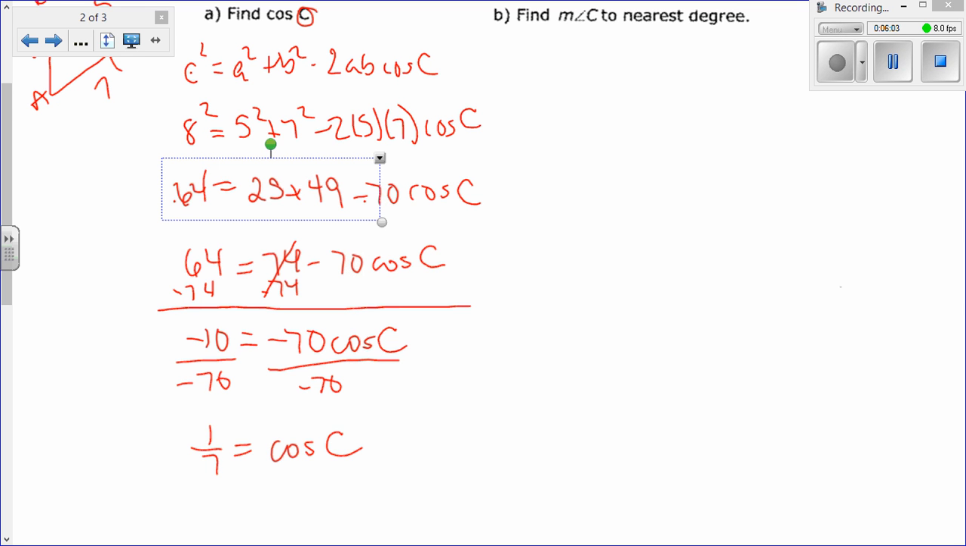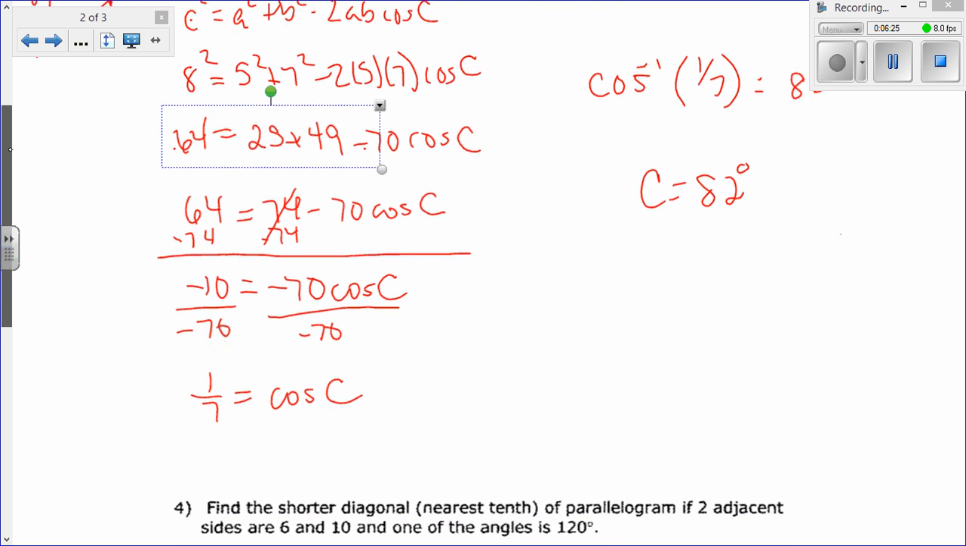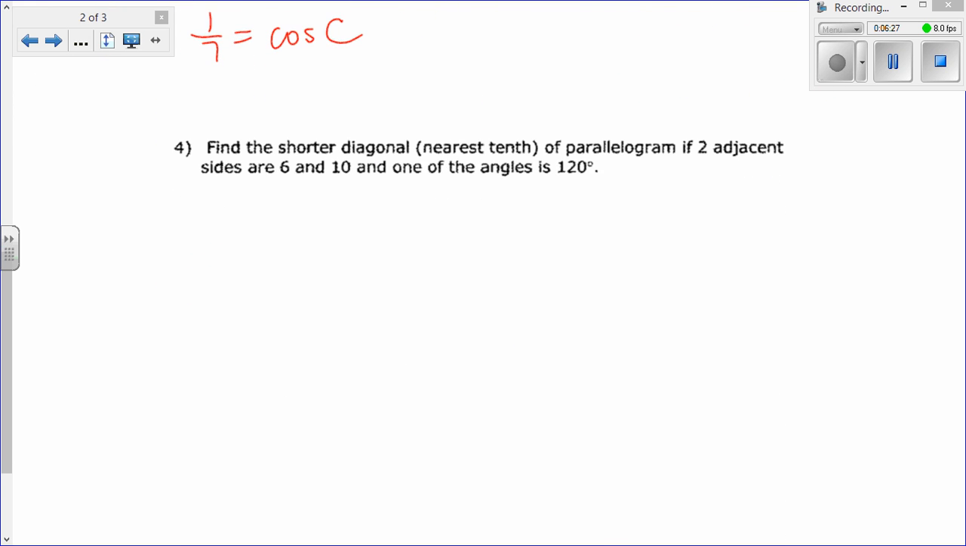For part B, on your calculator we just do inverse cosine of 1/7. And when we do that, we'll get, to the nearest degree, 82 degrees. So angle C is equal to 82 degrees. All right, one more.